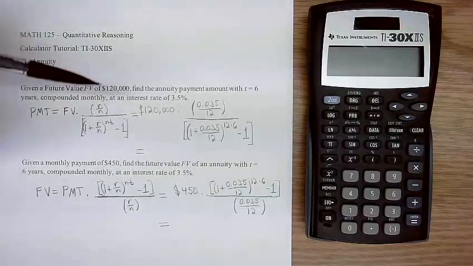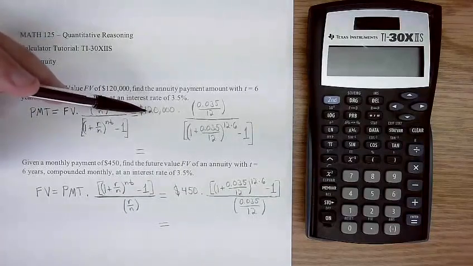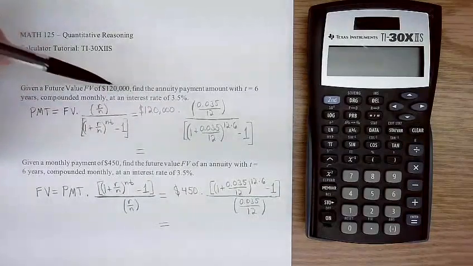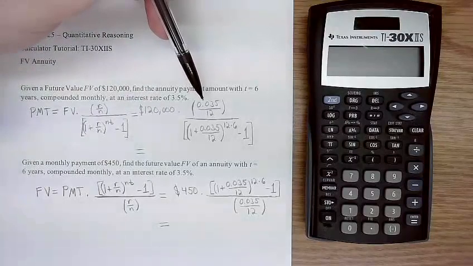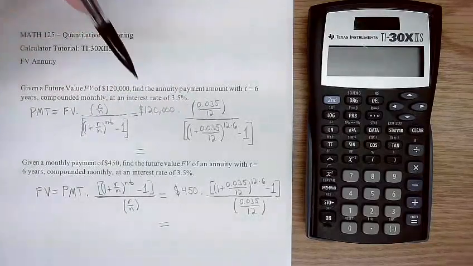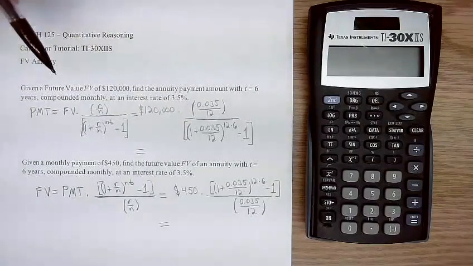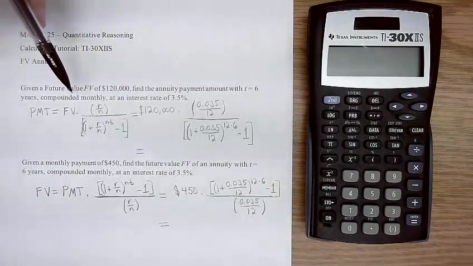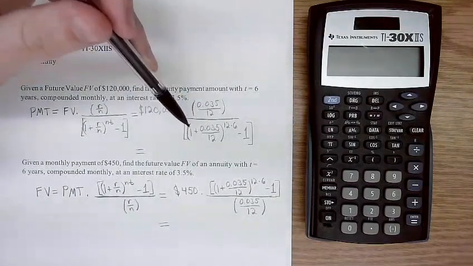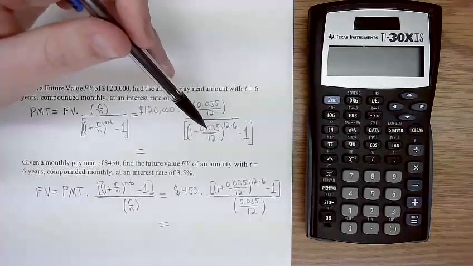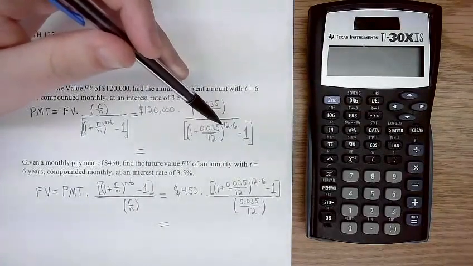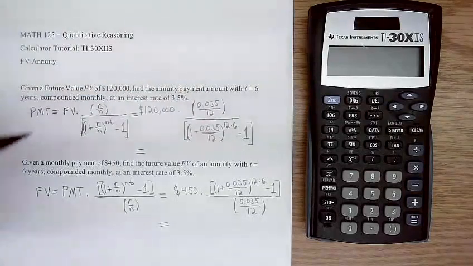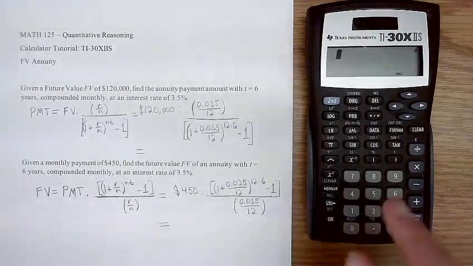So with our numbers, our future value is 120,000, and then our rate is 3.5%, or as a decimal, 0.035. Our n, our number of compoundings in a year, is 12 because we are compounding monthly and there are 12 months in a year. Then divided by, again, our rate was 0.035, our n is 12, and we'll raise it to the 12 times 6 and subtract off 1. So how do I go about this in my calculator?